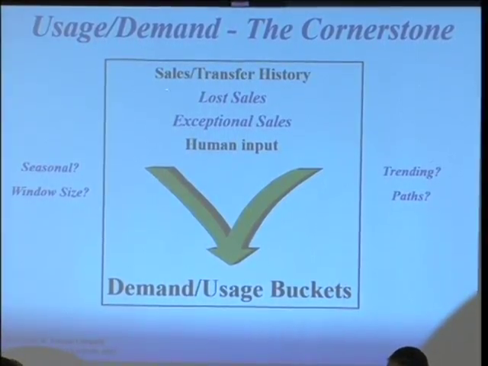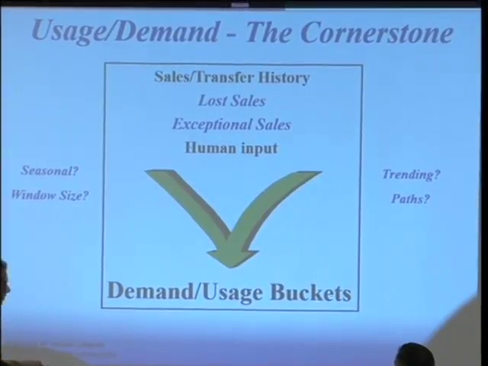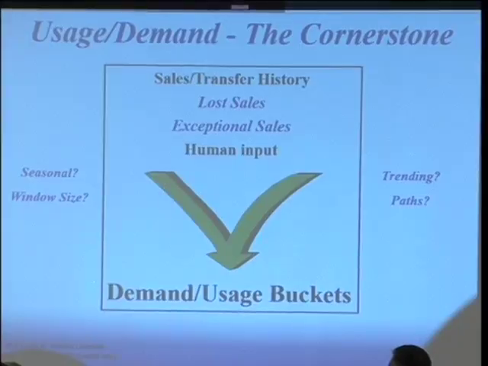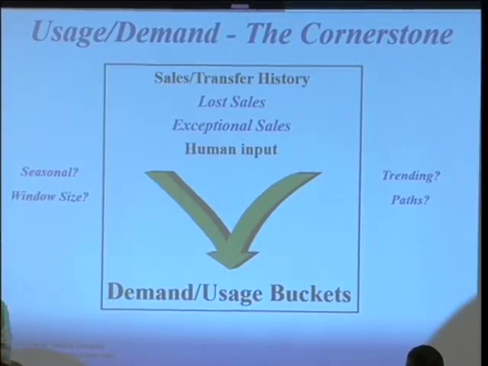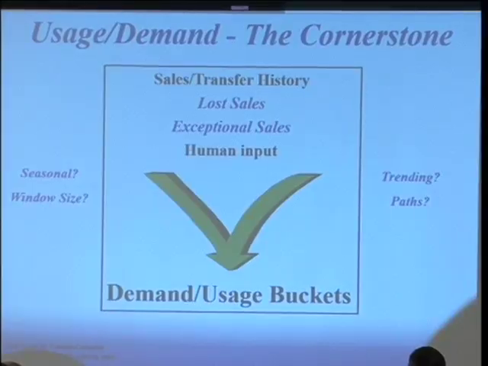So it takes these buckets based off of sales. And again, even though it still says transfer history, most of you are using rolled up. Lost sales, less exceptional sales, plus or minus human input creates the usage buckets. Then we apply the methodology. Are we using a backwards or a trending methodology? Is it seasonal or not? What size window? If it is seasonal, how are we applying the trending? And let's make sure our paths are right. These are the 4 things that have to come together with your buckets to get a good calculated average usage. Anything there? And then I got one more part to add to it.